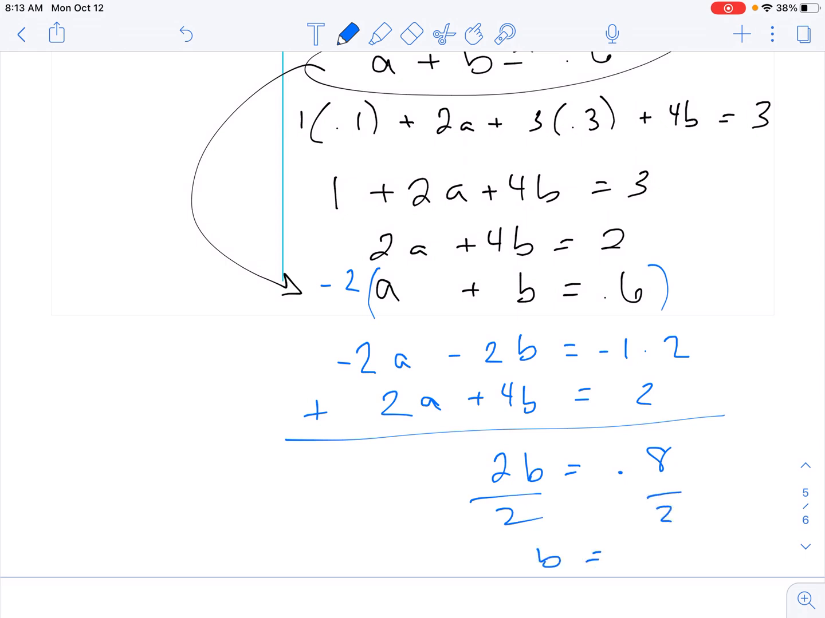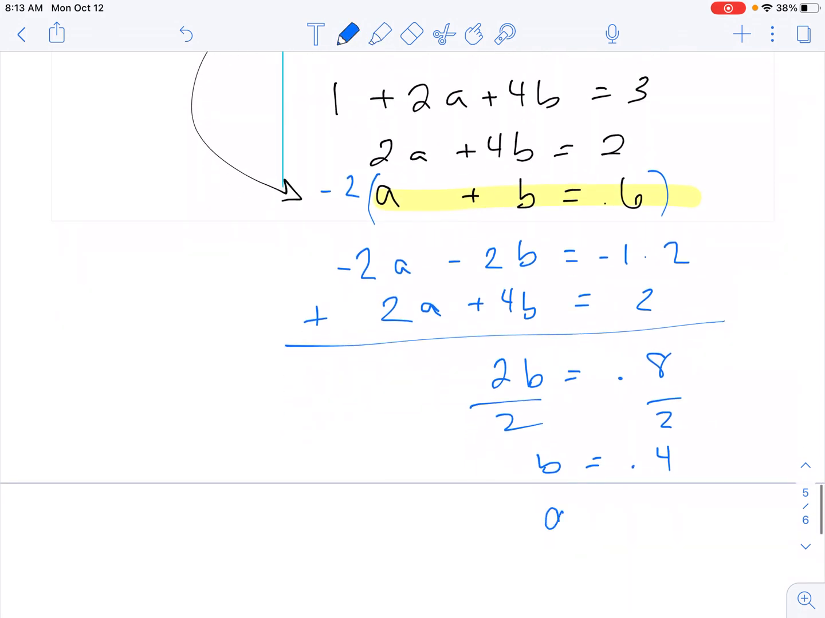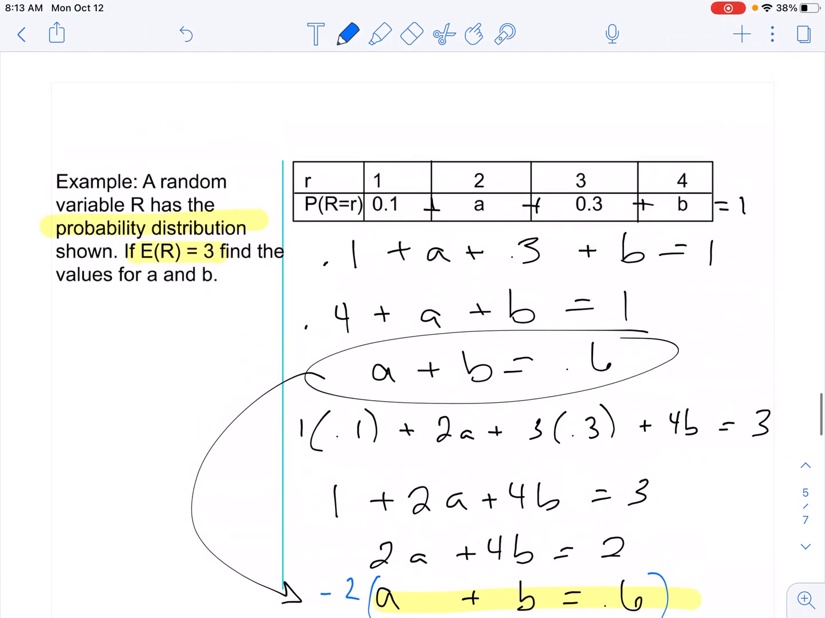So we get b equals 0.4, and if b equals 0.4, a plus b equals 0.6. I'm just substituting back into that equation. So that means a must be 0.2. So again, for this one, we used that the probability distribution must always add up to 1, and we used the expected value.